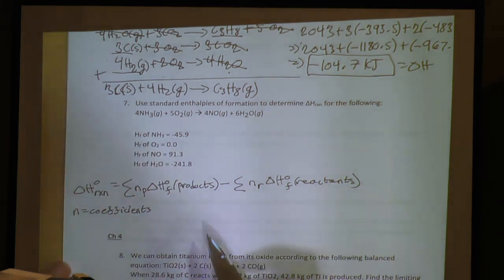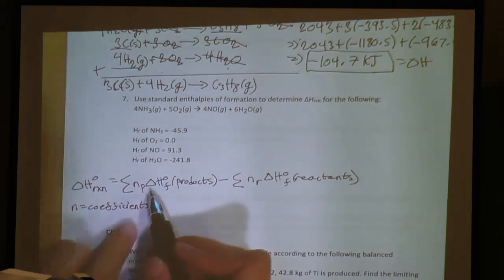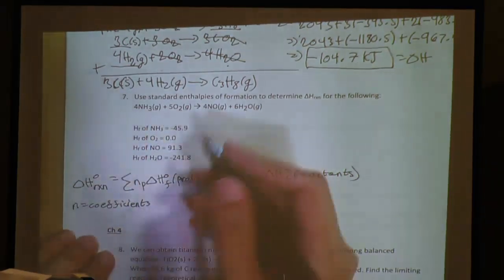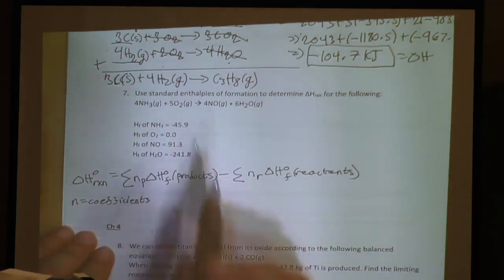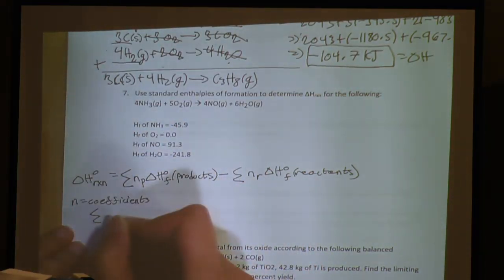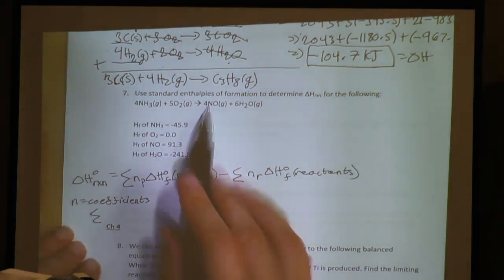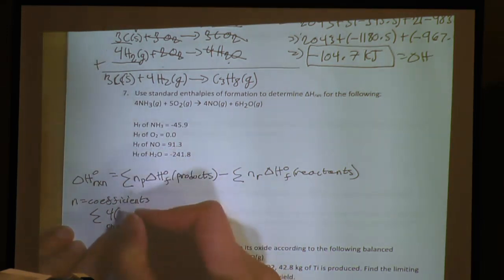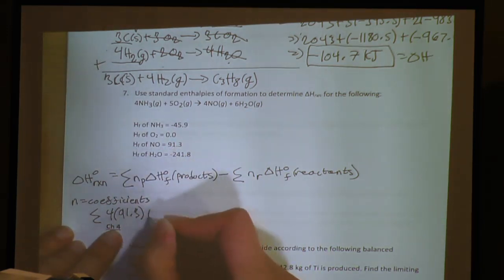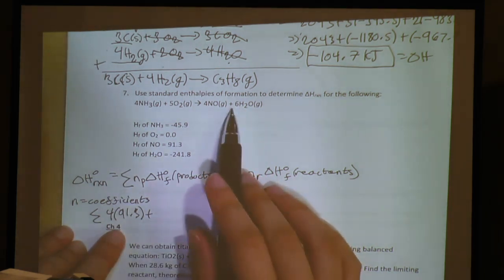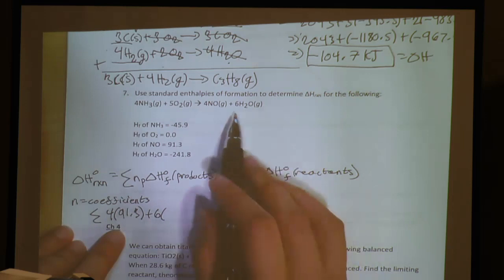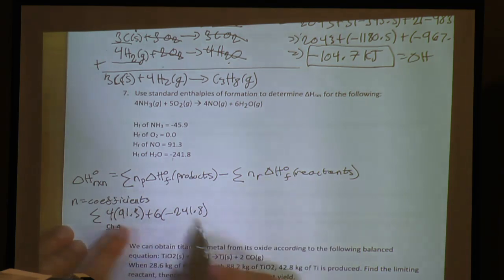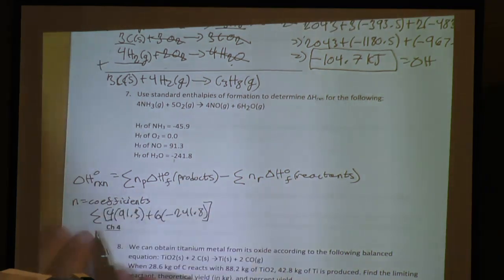So what we're going to do here is we're going to find our products, which is this side, minus our reactant. So our product is 4NO. So we're going to do summation of 4NO, 4 is our N, times our HF of NO, which is 91.3, plus our N is 6, times our HF, which is negative 241.8. So this is all going to get added together.